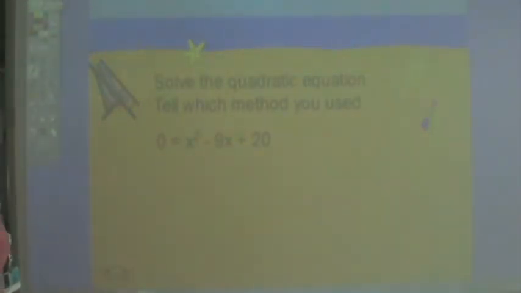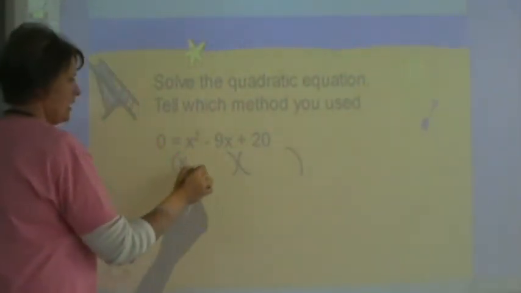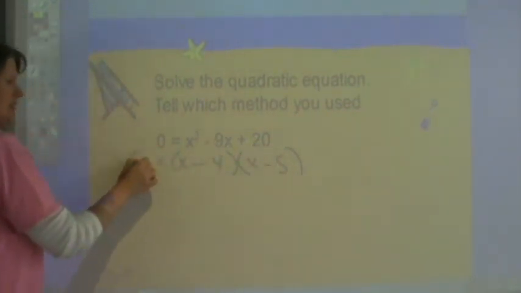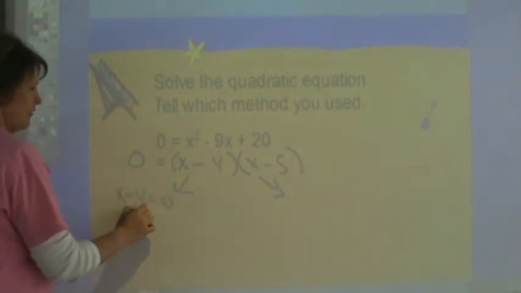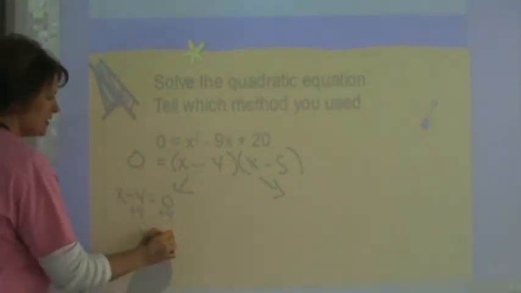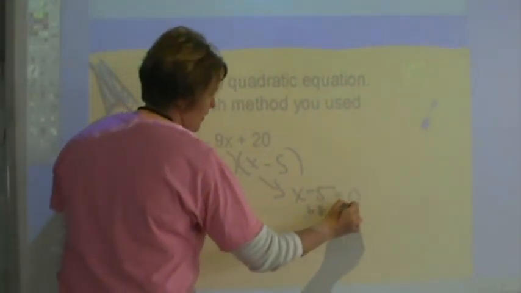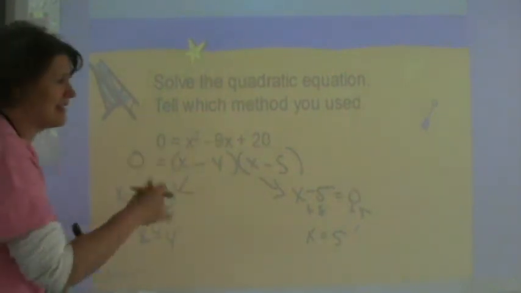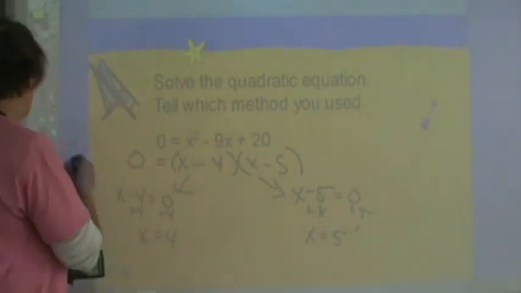Okay, this one looks factorable. Let's try it. (x minus 4)(x minus 5), set it equal to 0, split it. So x minus 4 equals 0, add 4. One of my x-intercepts is 4. And the other x-intercept is 5. So that one I would do by factoring. Now if you didn't see that it factored, you could have done the quadratic. So let's do our last one as the quadratic.